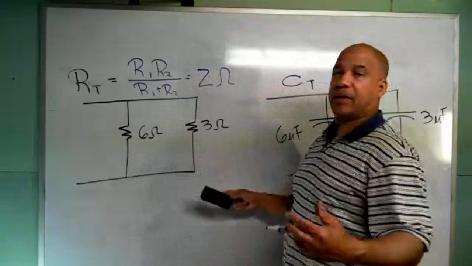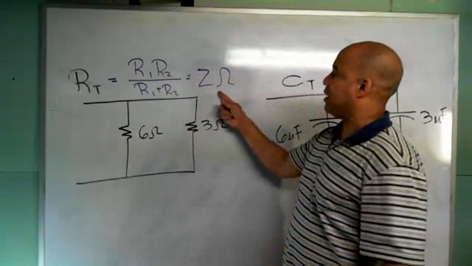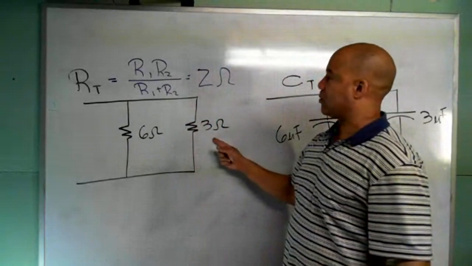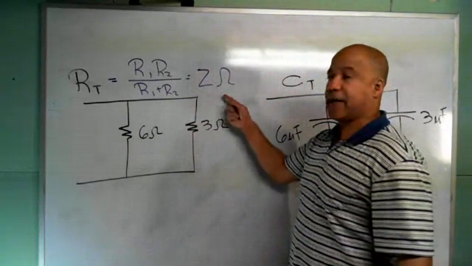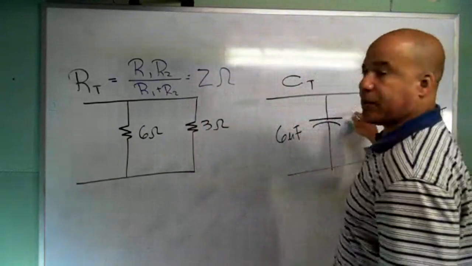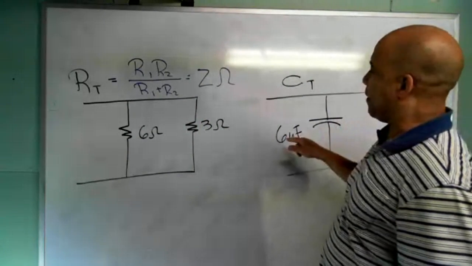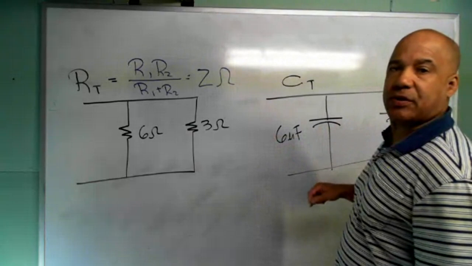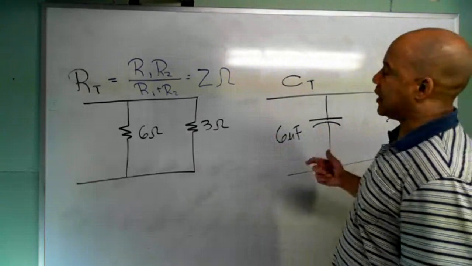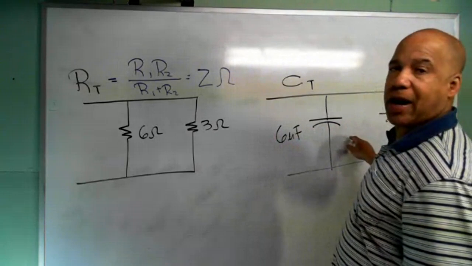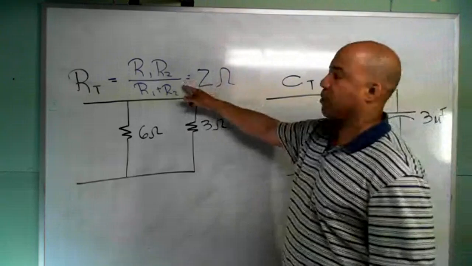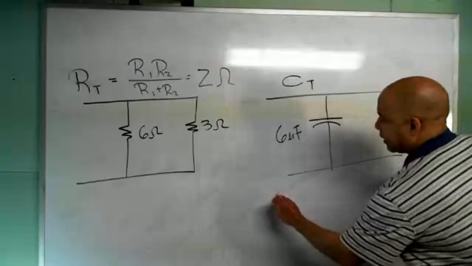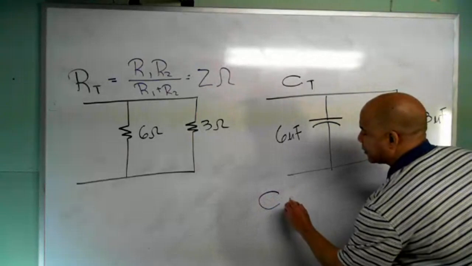Notice that in a parallel circuit, we said the total resistance will always be smaller than the smallest resistor in the circuit. The 3 is the smallest one, so I expect the total to be less than that, and it is, it's 2. But now how will we do this with capacitors? Well, it turns out that capacitors in parallel act like resistors in series. I'll say it again: capacitors in parallel act like resistors in series. So I don't use this formula, I use this one.